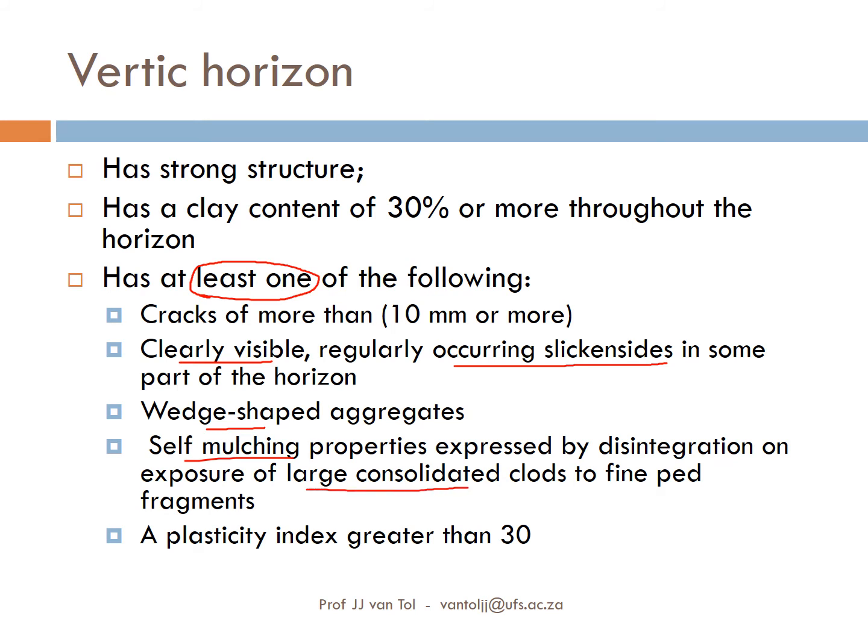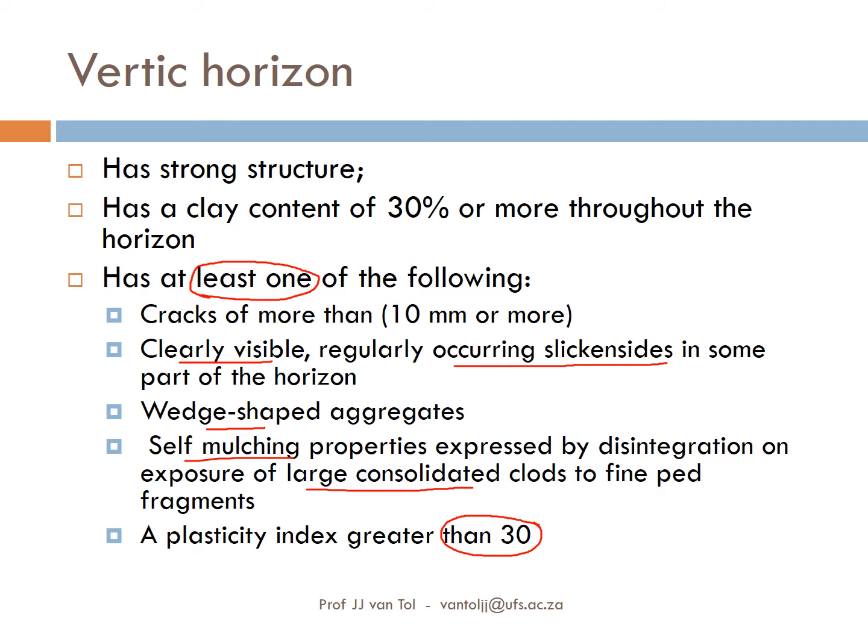We've got some rocks on the surface, or a plasticity index greater than 30. Again, I want to emphasize that for the vertic horizon, you only need one of these. You don't have to have all of them. You have to have a strong structure and you have to have more than 30% clay, but then one of the following 5. Then it will classify as a vertic horizon.